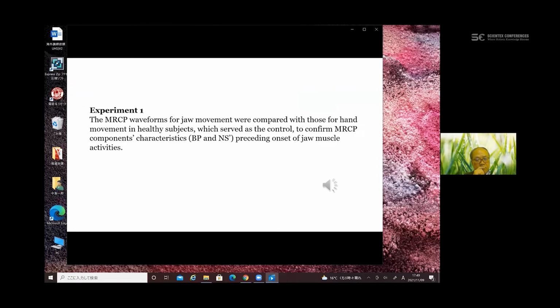In this study, as shown on this slide, we first compared the characteristics of MRCP waveform components in jaw movement with hand movement in healthy subjects.